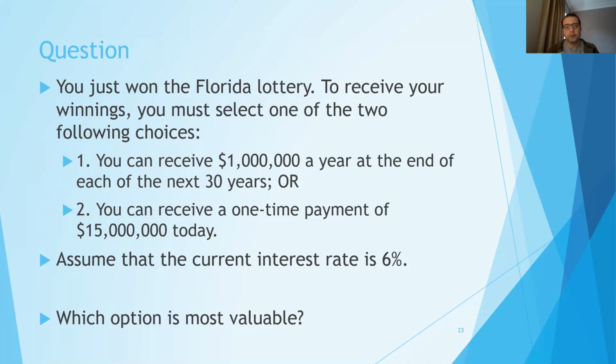So which one do you prefer? You know that you can receive a one-time payment today, 15 million. So the present value of this cash flow is 15 million for the second option, but we don't know the first option. So we need to find the present value of the first option. It seems that 30 million for 30 years, it gives you $1 million a year. It's great, but we have to calculate with the 6%, of course, and find which one is the better option, right?